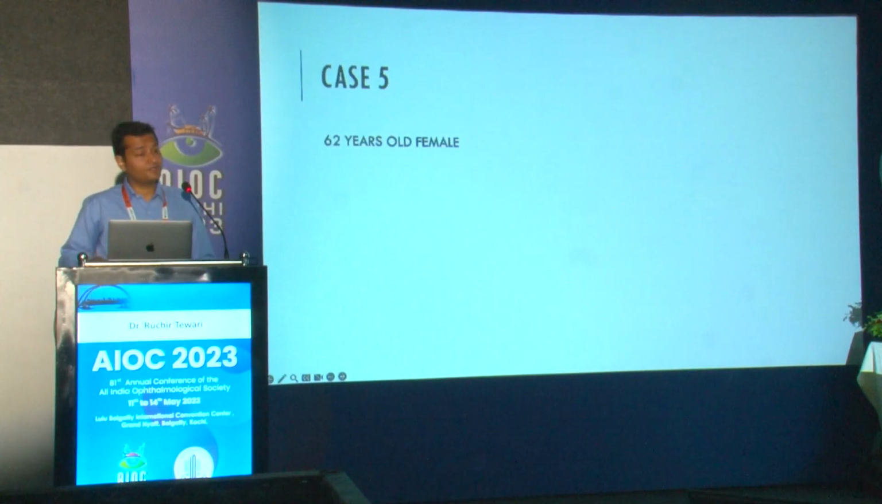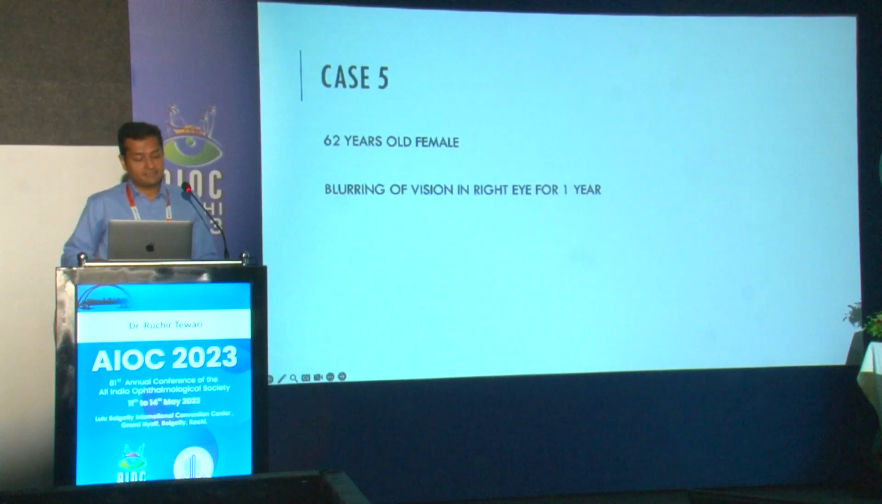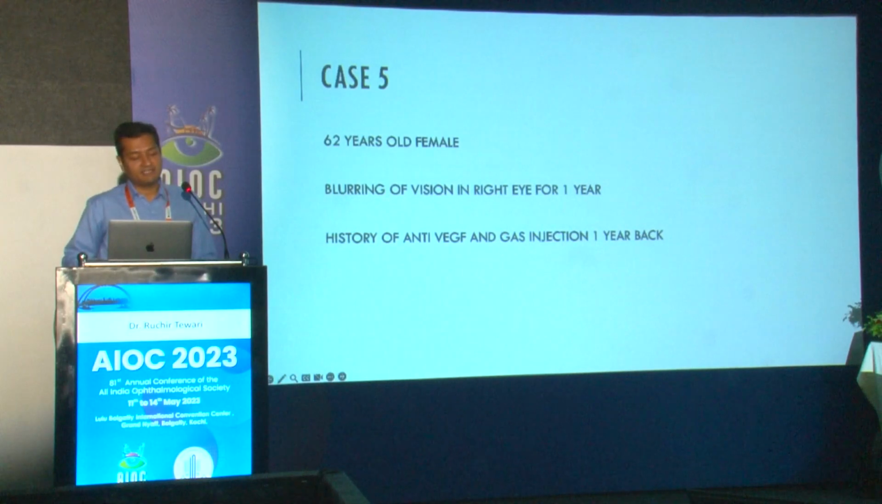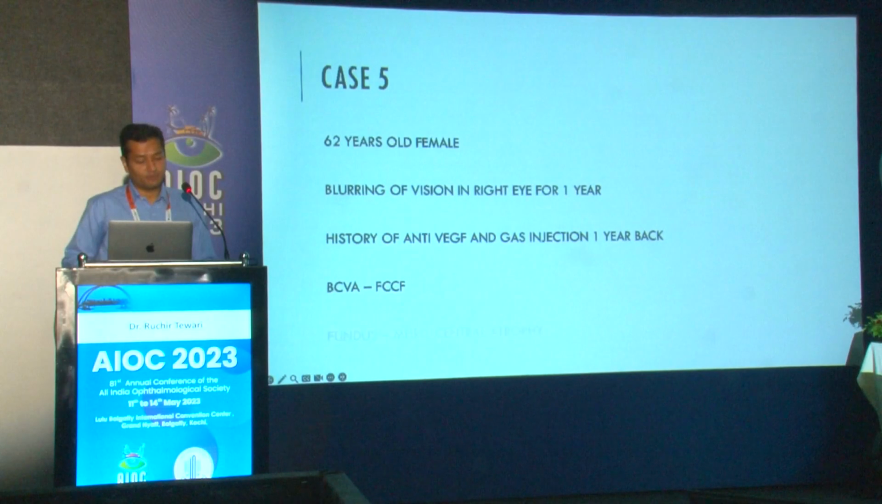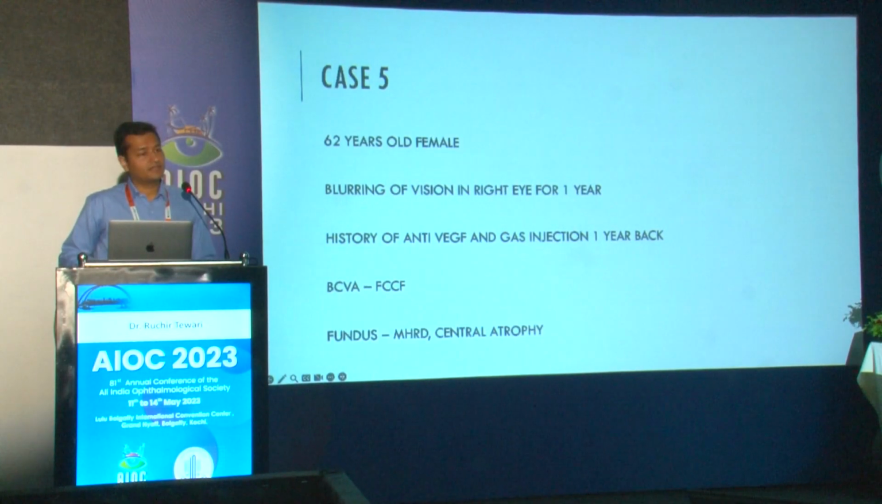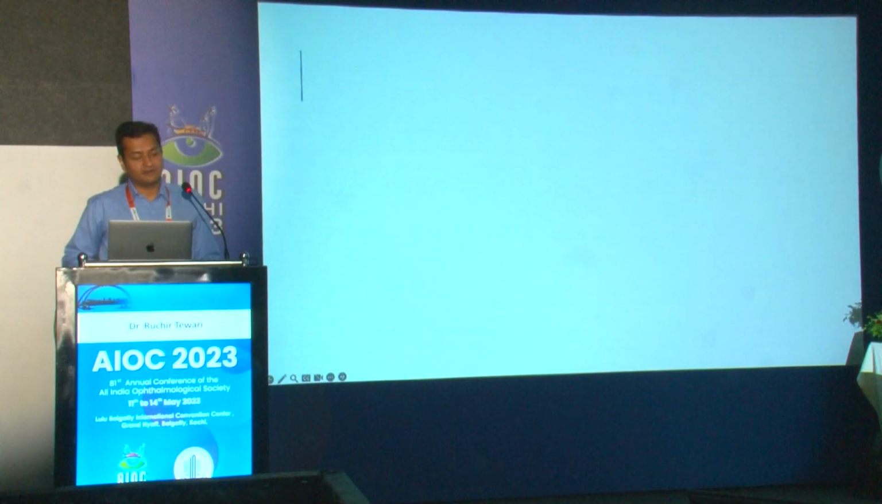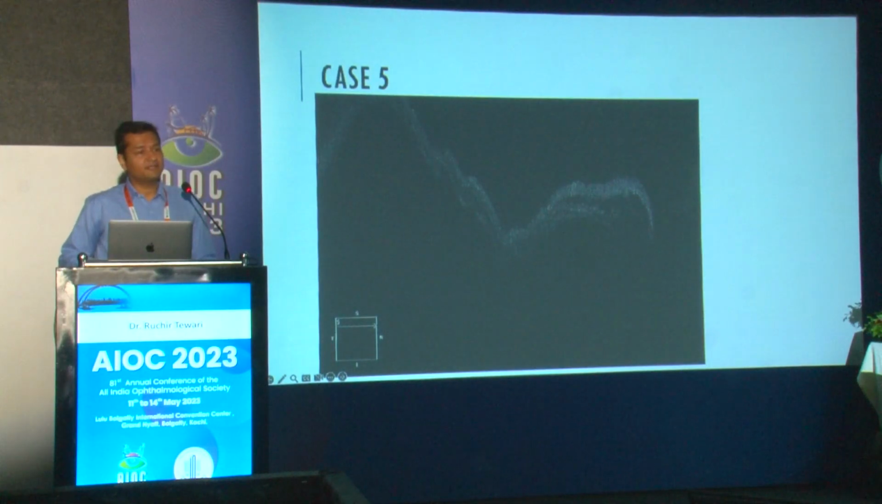Then again, not all patients come to you like this. This is a 62-year-old patient, blurring of vision in her right eye for a year. She has history of anti-VEGF and gas injection 1 year back. BCVA was finger counting close to face when the patient came to me. I realized that the patient has a macular hole retinal detachment and a central atrophy. So this is the OCT picture, very difficult to capture in a patient who does not have central vision. As you can see, there is a detached retina along with a large macular hole.